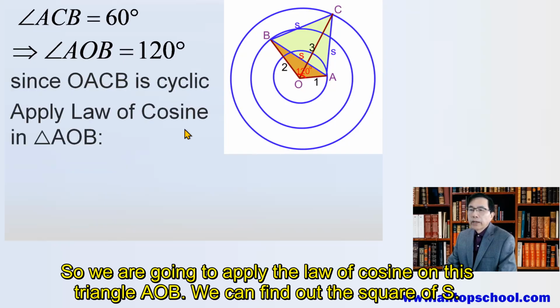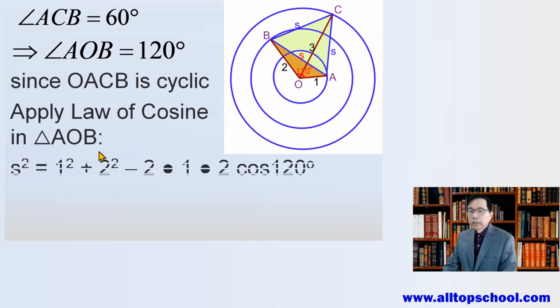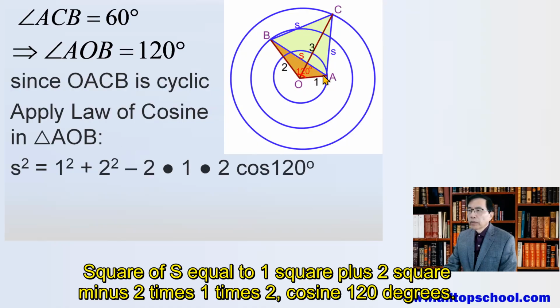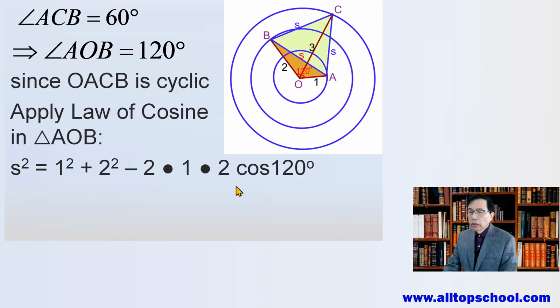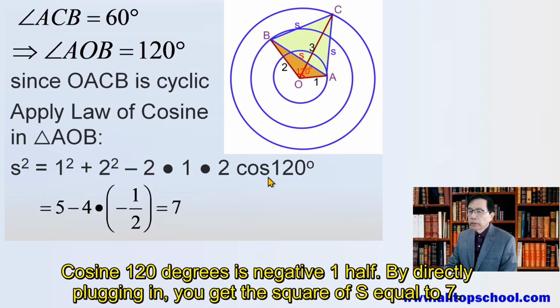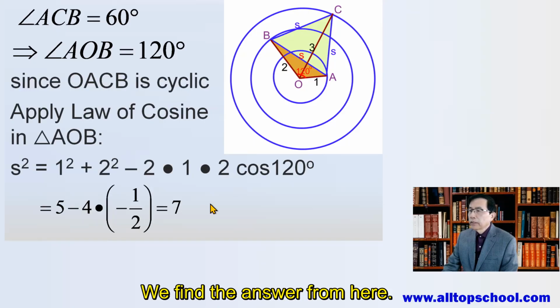So we're going to apply the law of cosines on this triangle AOB. We can find the square of S. S squared equals 1 squared plus 2 squared minus 2 times 1 times 2 times cosine 120 degrees. Cosine 120 degrees is negative 1/2. By directly plugging in, you get S squared equal to 7. We find the answer from here.